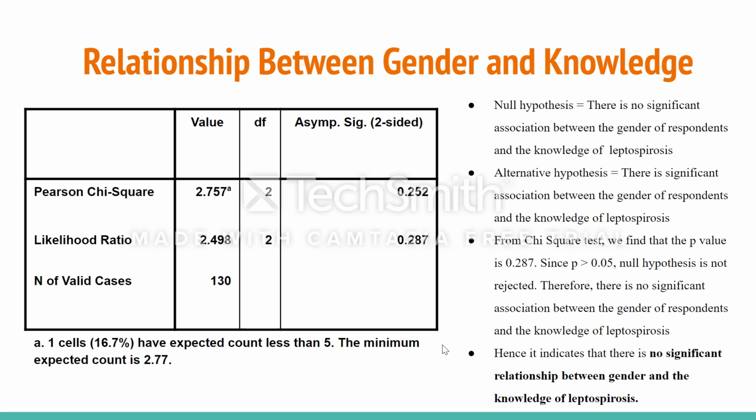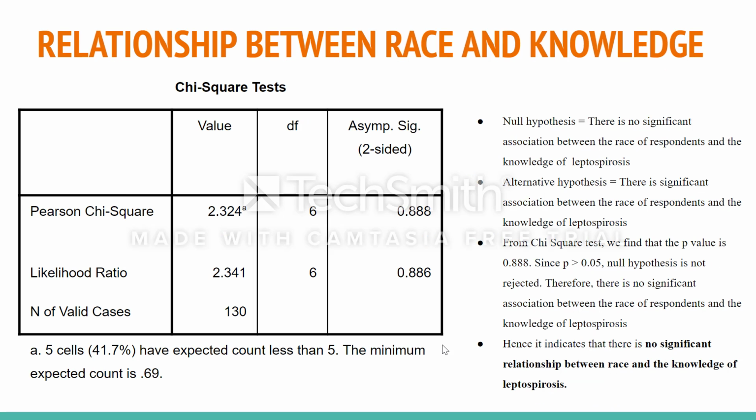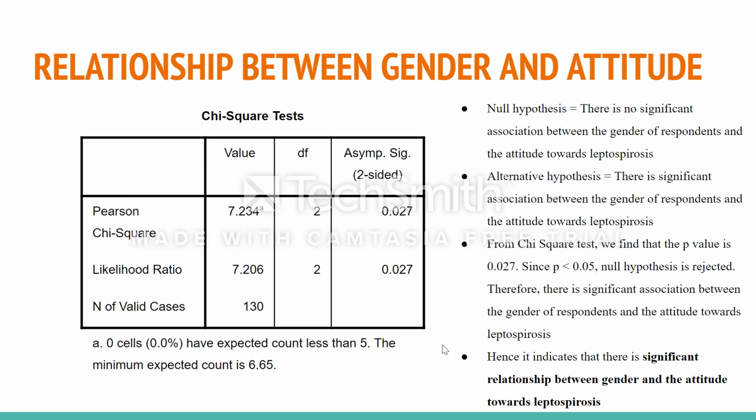For the relationship between gender and knowledge, there is no significant association. For the relationship between race and knowledge, there is no significant association. For the relationship between gender and attitude, we find that the p-value is 0.027 from the chi-square test. Since p is lower than 0.05, the null hypothesis is rejected. Therefore, we can conclude that there is a significant association between gender and attitude.